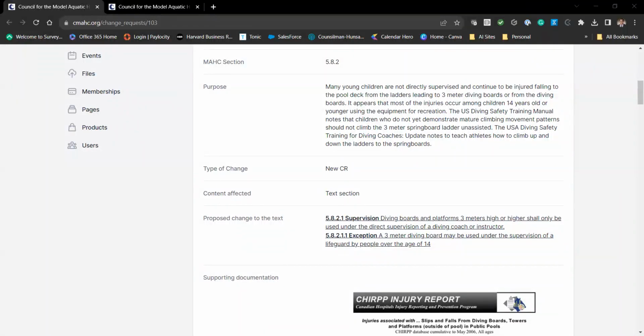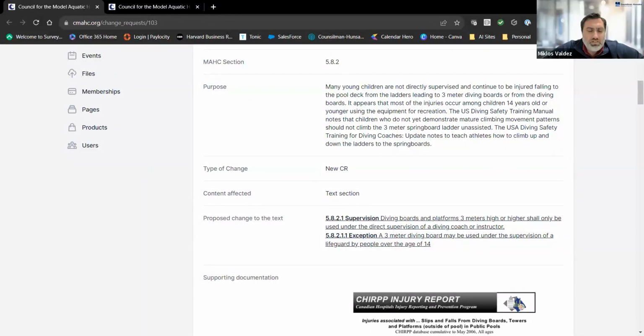Joe, so I found in the MAC right now in section 5.6.10.3.1, it says starting platform use by unqualified bathers shall be prohibited, and prohibition shall be communicated by signage, covers, or other barriers or deterrents. Unqualified. And then 632 is where it talks about lifeguards.